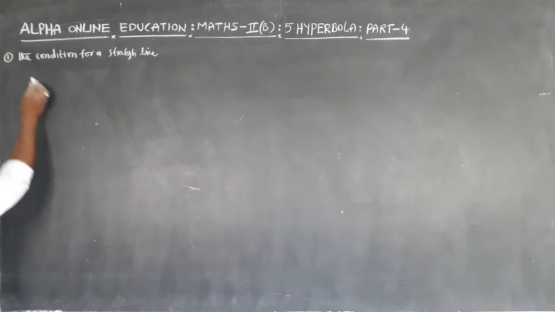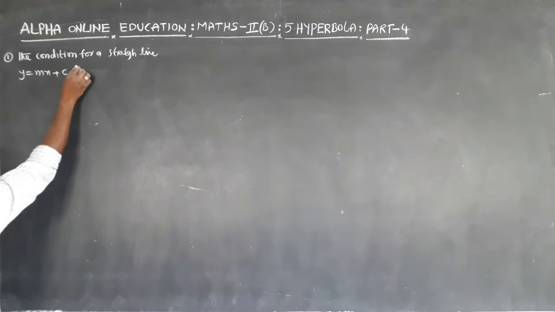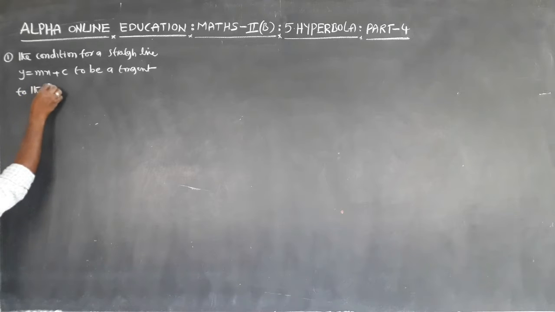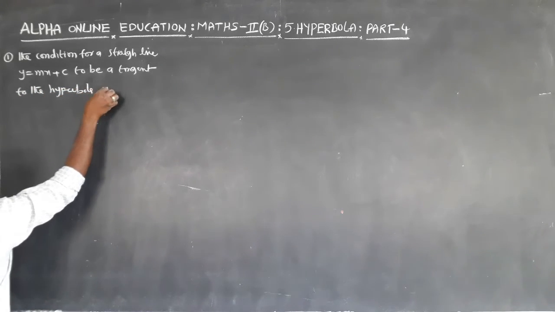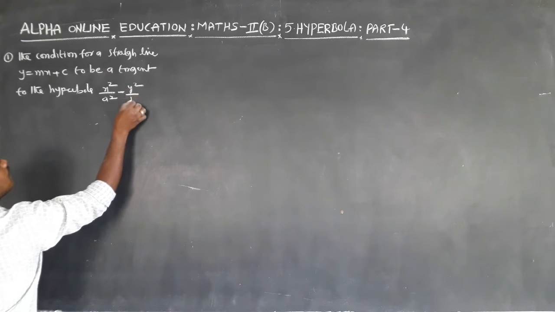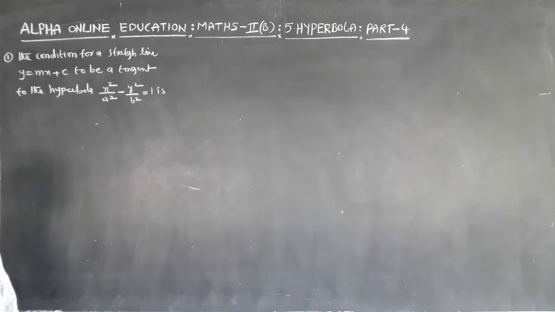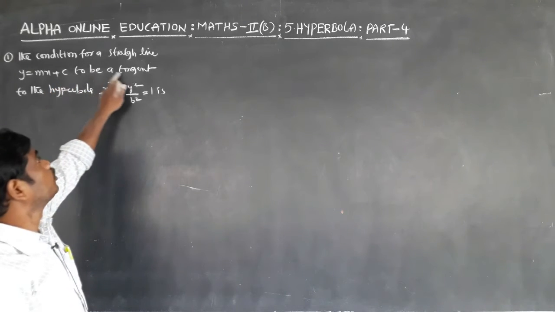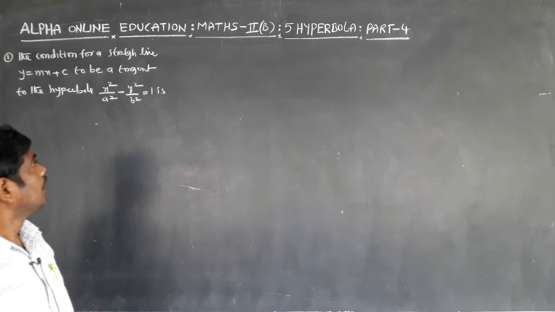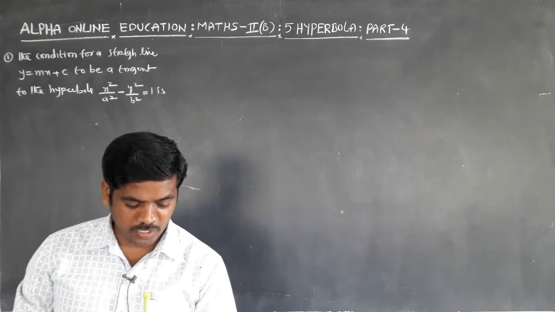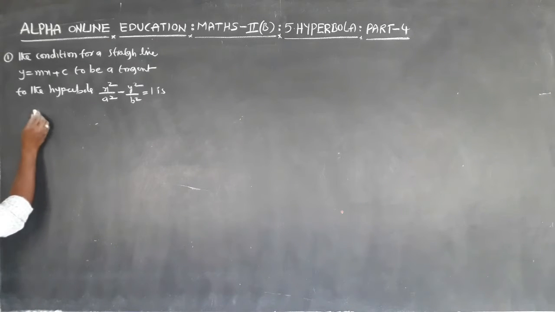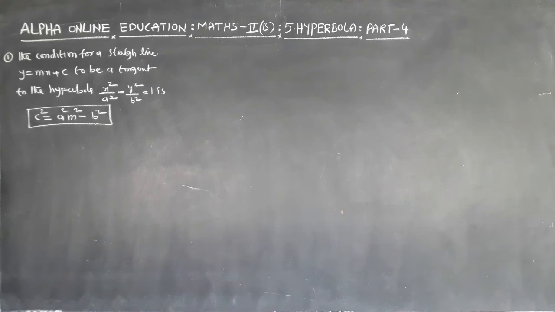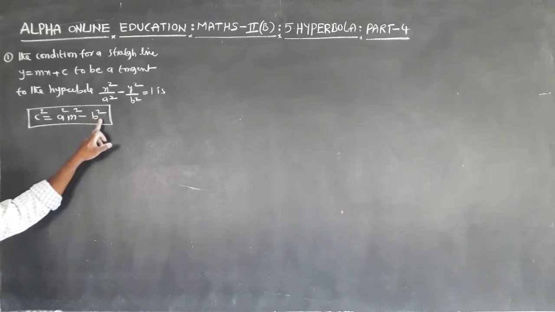The condition for a straight line y equal to mx plus c to be a tangent to the hyperbola x square by a square minus y square by b square equal to 1 is c square is equal to a square m square minus b square.